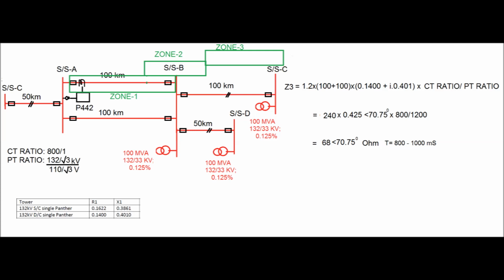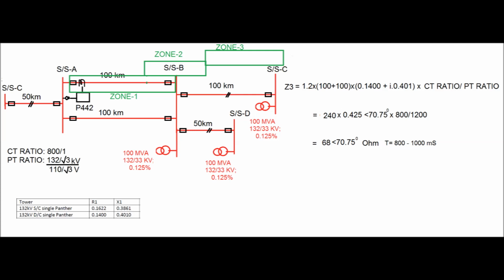Now if we calculate the impedance, zone 3 is equal to 1.2 into 100, that is the length of the line AB, plus 100, that is the longest line from the far end substation, that is BC, into the line parameter, that is 0.140 plus j 0.401, into CT ratio by PT ratio, that is equal to 240 into 0.425 at an angle of 70.75 degree into 800 by 1200, that is equal to 68 ohms, and zone 3 time is given as from 800 to 1000 millisecond.